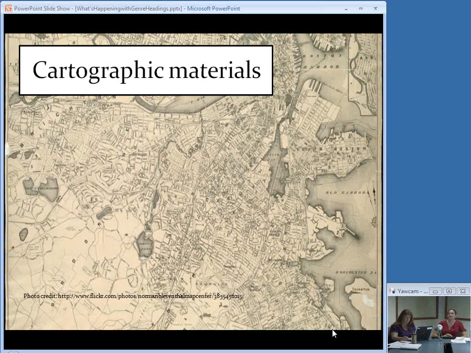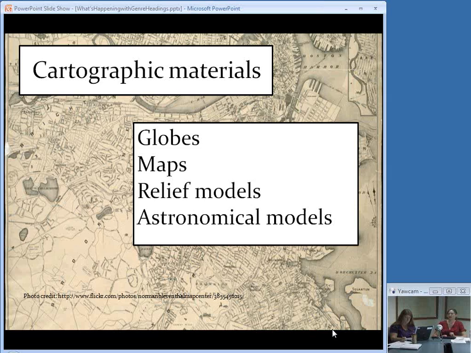The second newest category is cartographic materials, maps, and things like that. And this is an area in which probably some of them are more form terms, like globes and maps. They indicate the physical format that an item is in, but they also have some genre terms that indicate the type of a particular map, like relief models or astronomical models. They refer to the category of the content that's covered by the particular maps.